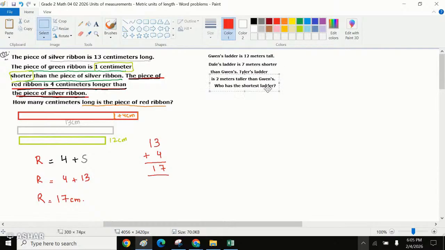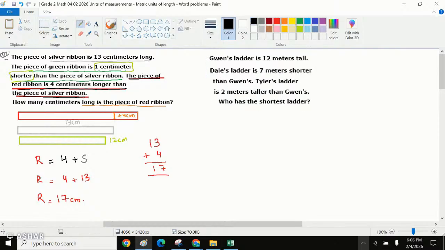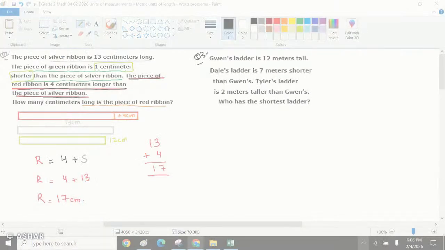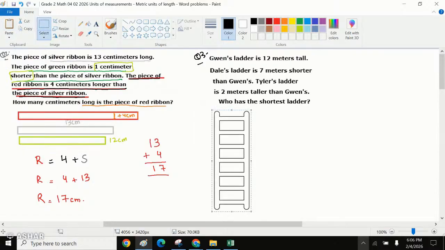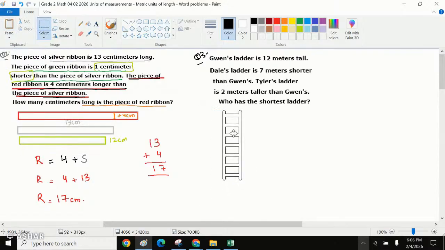And this is the question that's given to us. It's talking about ladders, okay? The length of the ladder. Let's see, if we have a ladder, we can just assign this. Let me just copy a ladder. Let's suppose we have different ladders given to us. That means Gwen's ladder is 12 meters.